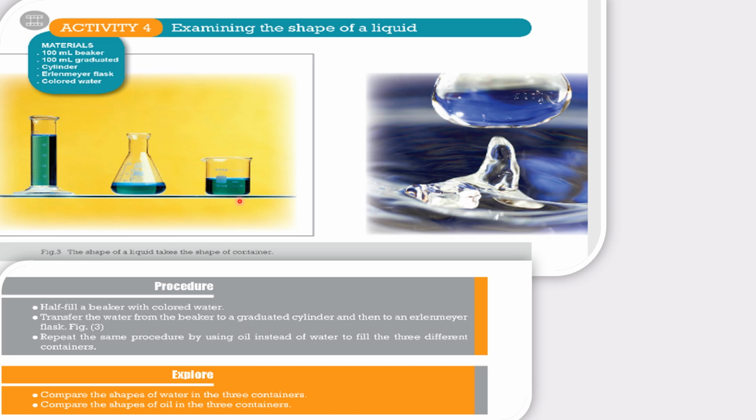Look at the beaker. What's the shape of the liquid, the colored water, inside the beaker? It's the same as the shape of the beaker. So, the colored water takes the shape of the beaker. When we transfer the colored water from the beaker to the graduated cylinder, the shape of the liquid takes the shape of the new container.